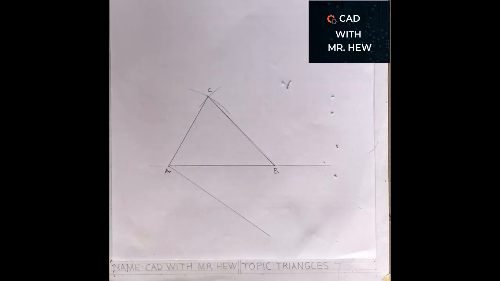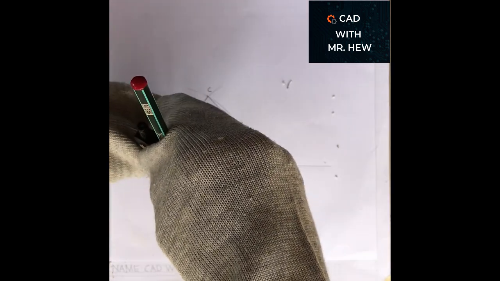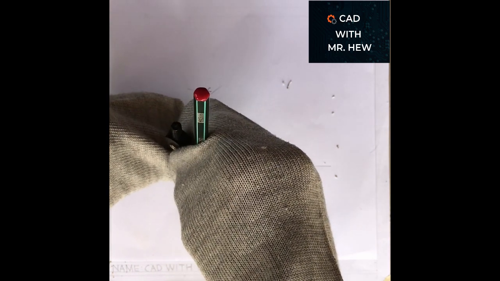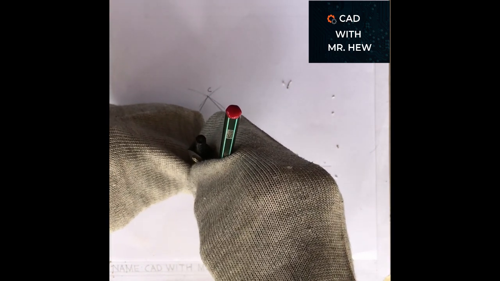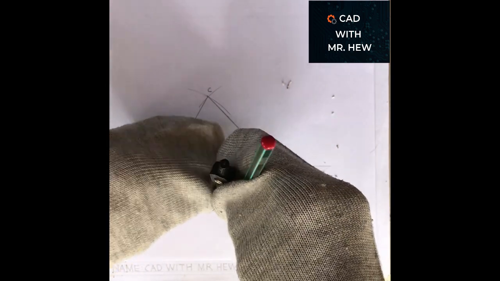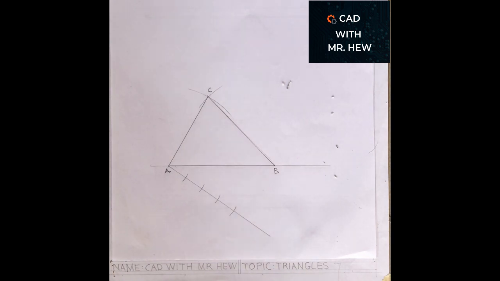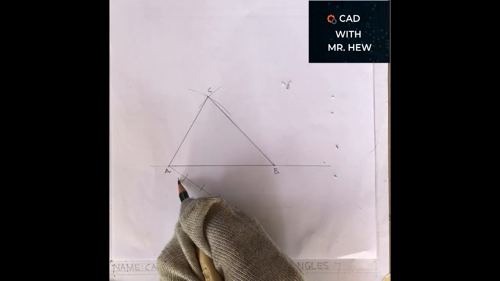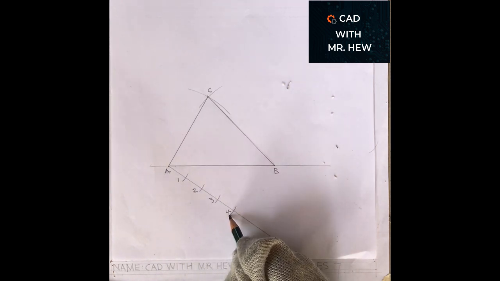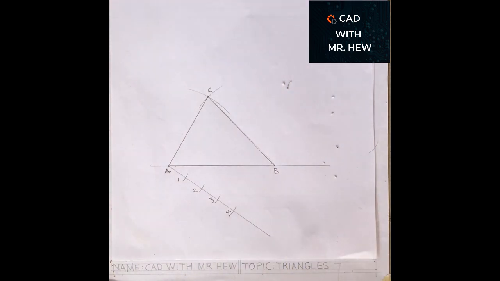Then we're going to use our compass. So we're going to open the compass about 1 centimeter. And we're going to mark 4 arcs from A going along this line that we drew at an angle. Okay? So the same radius, we're marking it going along. All right, so we have 4 arcs marked from A. We're going to label it with our pencil. 1, 2, 3, 4. So the scale factor is 4 to 3.